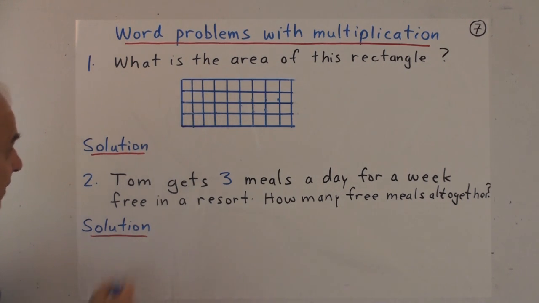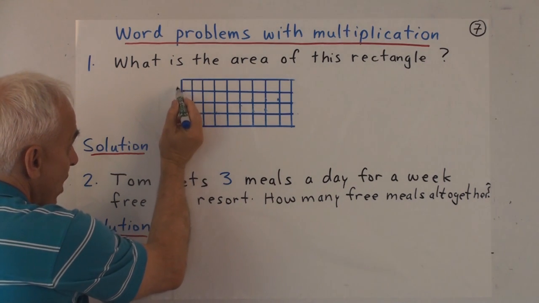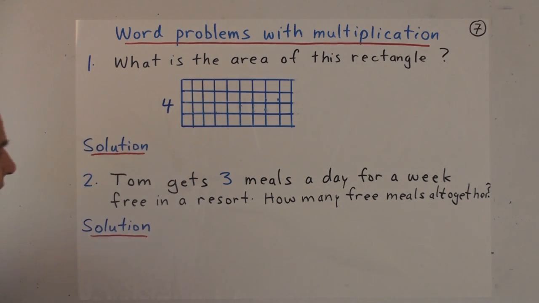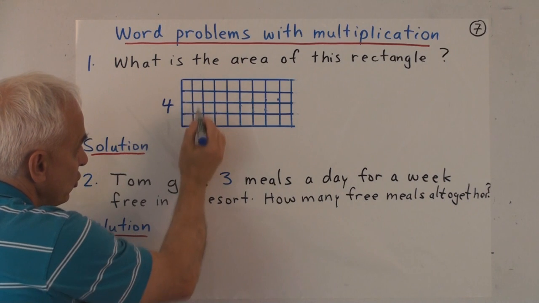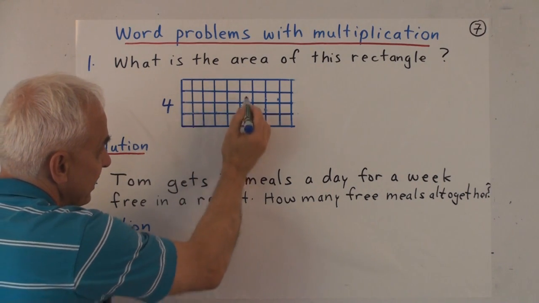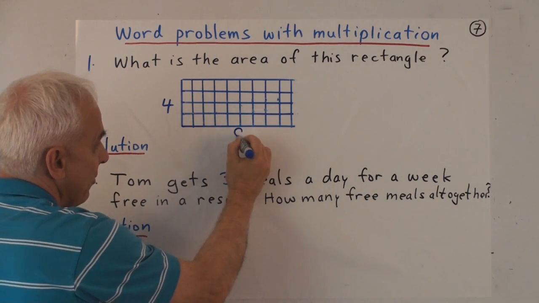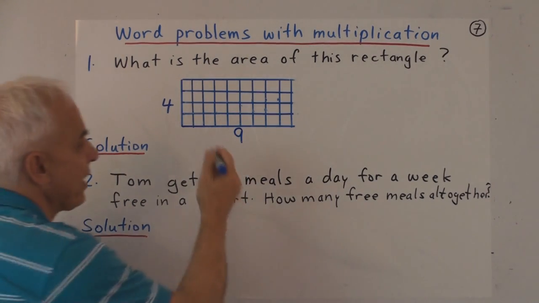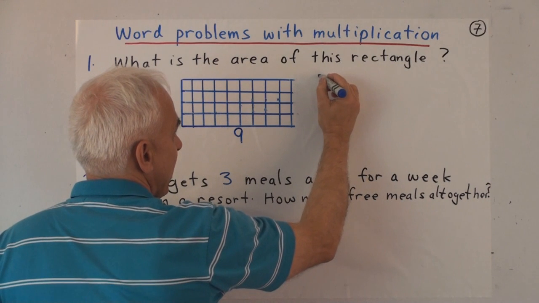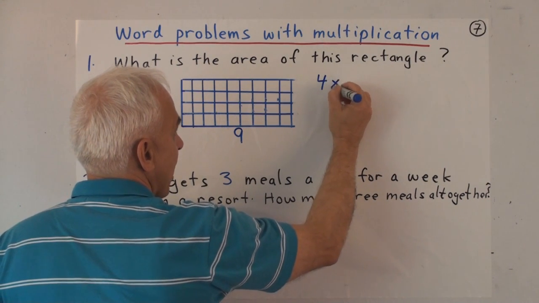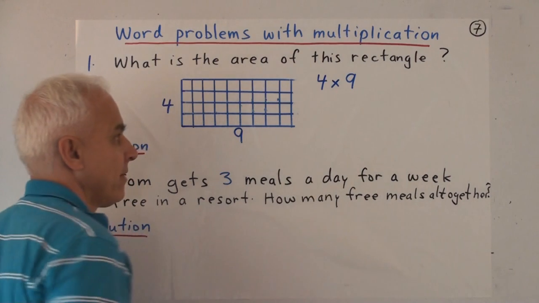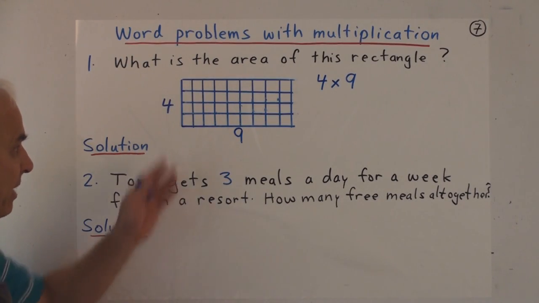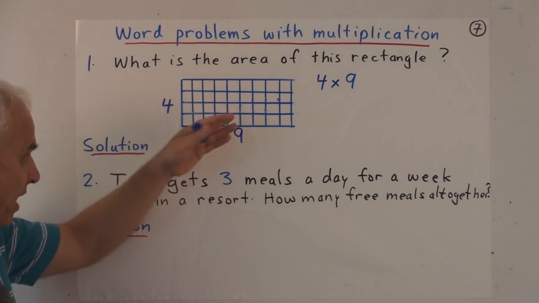To do that, we need to find out how many rows it has. 1, 2, 3, 4. There's 4 rows. We'll put a 4 there. And how many columns? 1, 2, 3, 4, 5, 6, 7, 8, 9 columns. I'll put the 9 there. So now I can write down the expression for the area. It's 4 times 9. That's what 4 times 9 means. It means the number of little cells in a 4 by 9 rectangle.